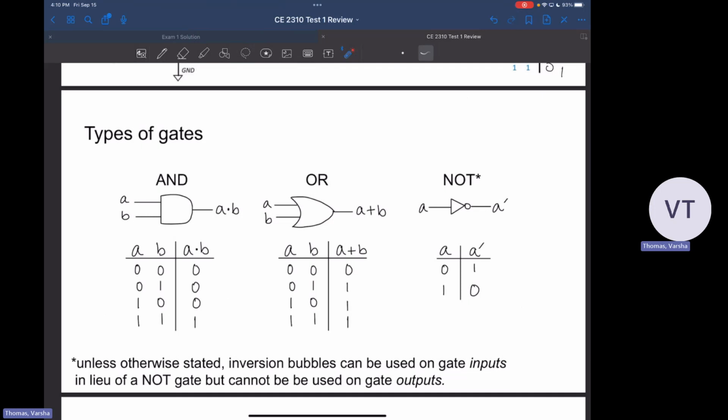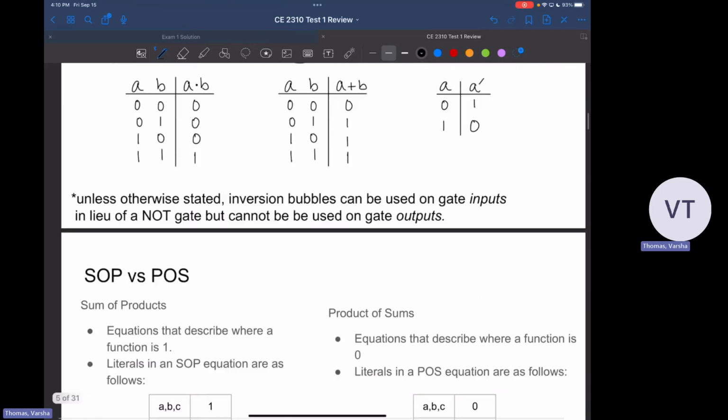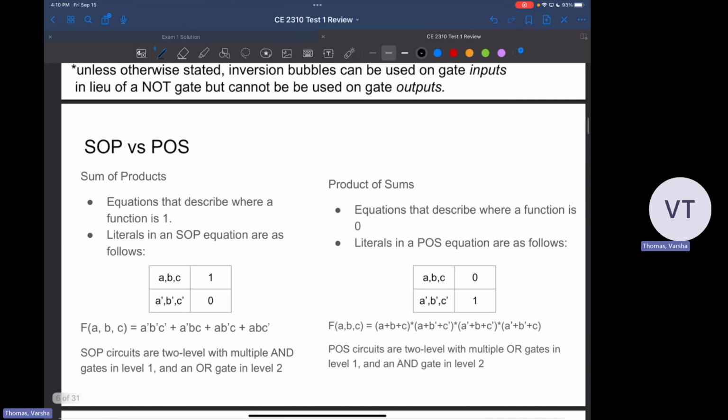In most of the questions that you will have, you will usually be allowed to use inversion bubbles to represent a NOT gate for your gate inputs, but not on your gate outputs. So this is what it would look like if you had an AND gate and you were allowed inversion bubbles. This is the same thing as writing your gates like this. It's just a tool to save space. Okay, so I'm scrolling forward. We'll work through an example with all these gates.